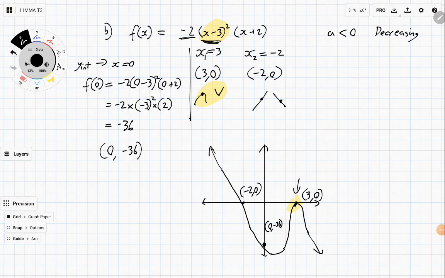Obviously, I could label the x-axis x. I could write the name of the function, do all of that stuff. But this is just a quick sketch.